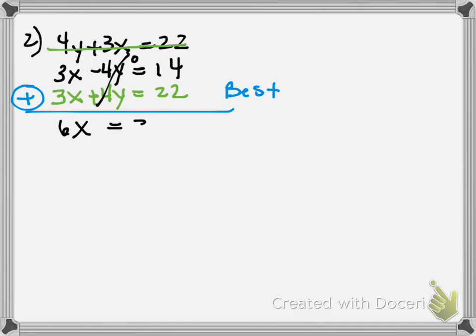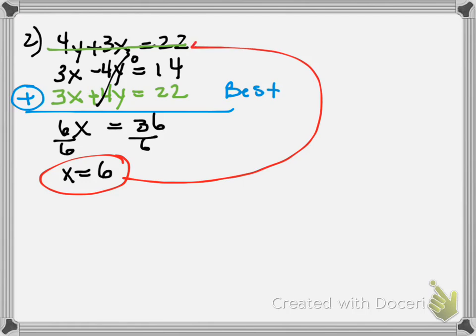And I add up over here and I get 36. Divide both sides by 6 and I get x equals 6. I'm going to take that value and I'm going to substitute it back into either original equation. Really doesn't matter which one. I'm going to go here.